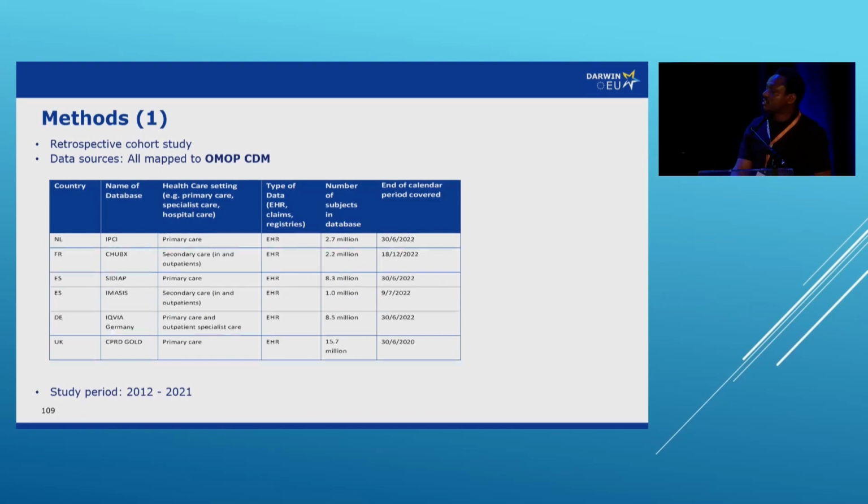For this study, we had 6 electronic healthcare record databases from 5 countries in Europe, including the Netherlands, France, 2 databases from Spain, Germany, and the United Kingdom. This cuts across both primary care and secondary care, and there are 2 secondary care databases in this study.